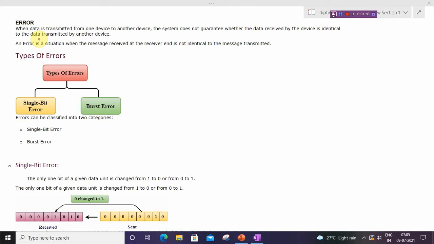And there are different types of error. So mainly errors are of two types. First is single bit error and second is burst error. So error can be classified into two categories, single bit error and burst error.